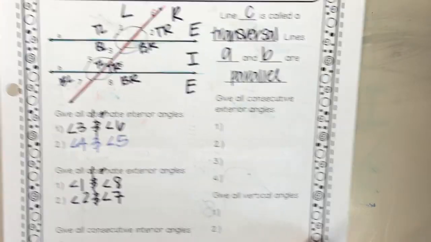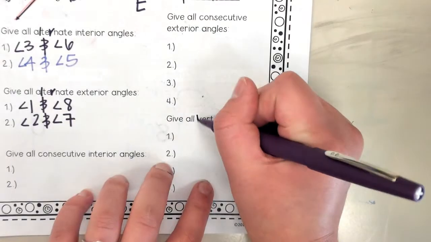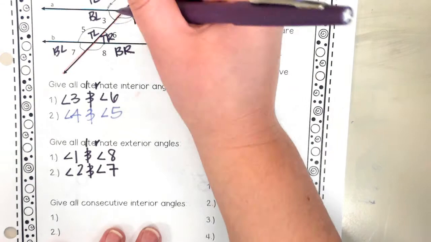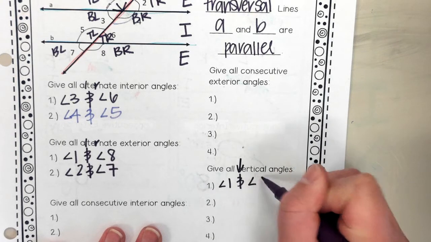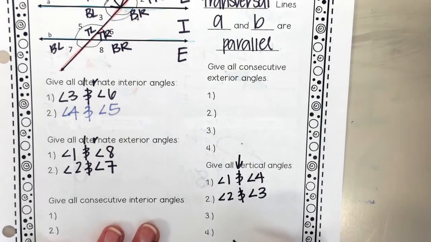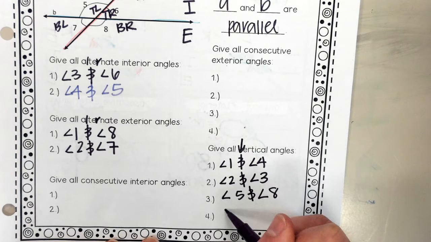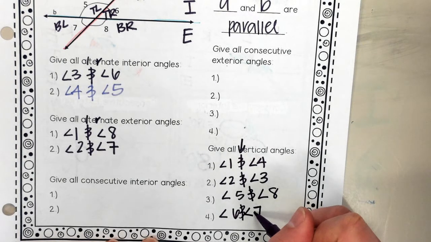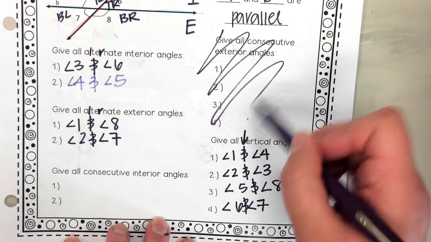Then if I look over here, let's skip to vertical. There's a lot of vertical. Remember, these are our kissing angles, or the ones that make arrows. Well, again, angle 1 points to angle 4. Angle 2 points to angle 3. Angle 5 points to angle 8. And angle 6 points to angle 7. So those are our vertical angles. And I'm not going to worry about these two, so you can just cross those out because we did not go over those.